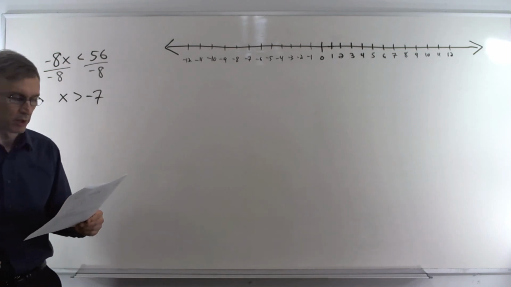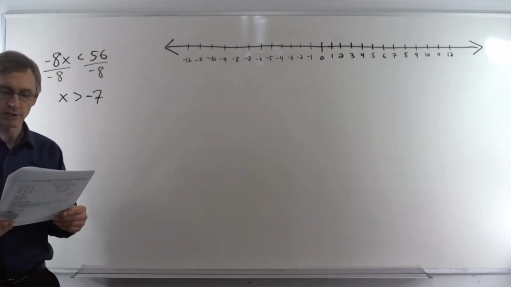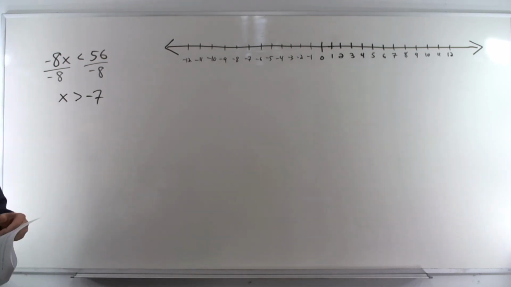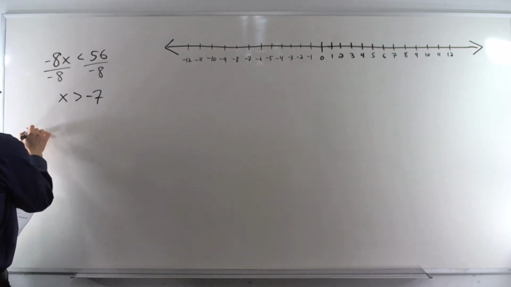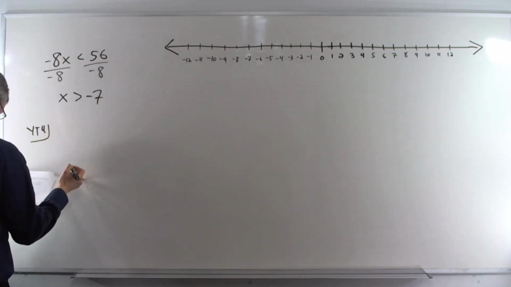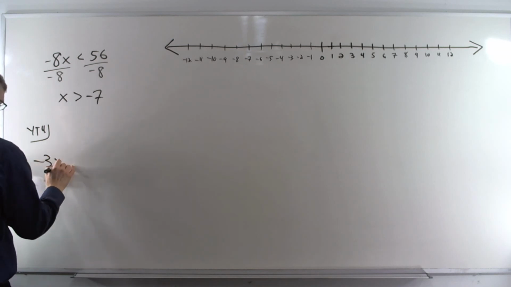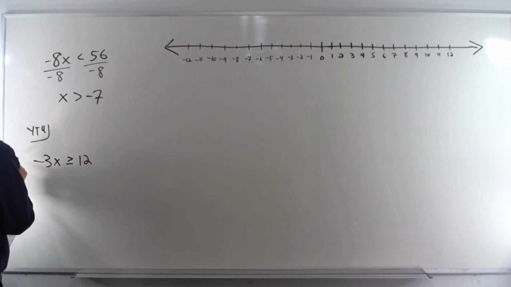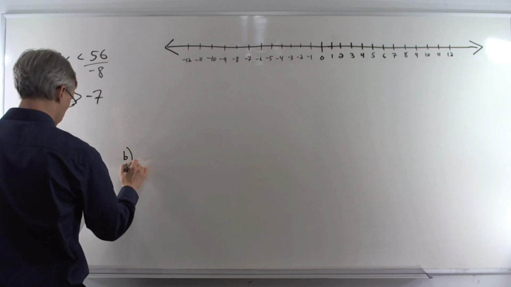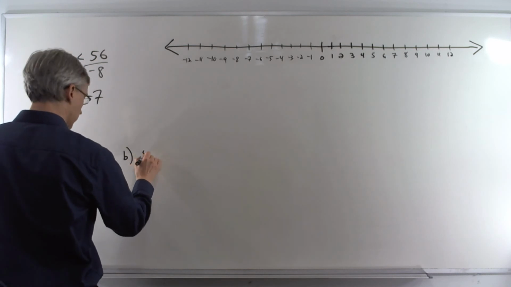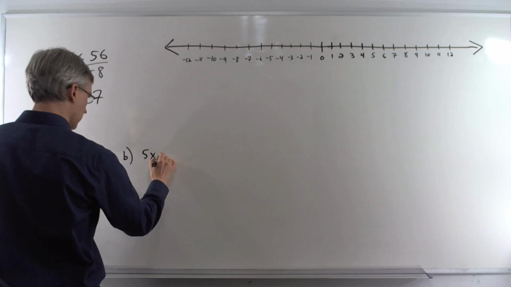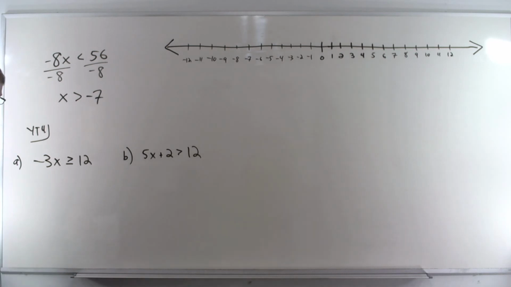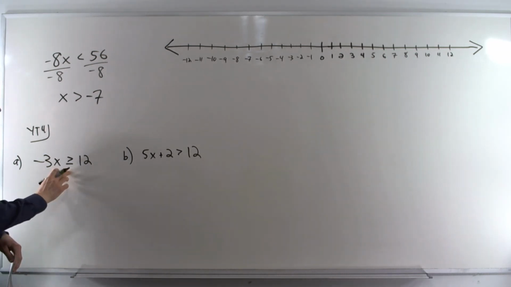Your turn, number 4. Solve the inequalities, graph the solution set, and write the answer in interval notation. First one, negative 3x is greater than or equal to 12.